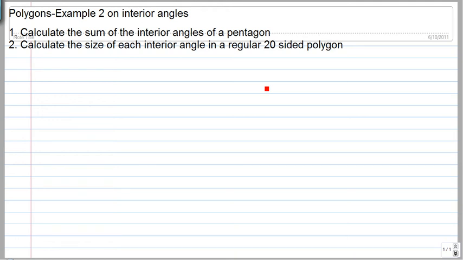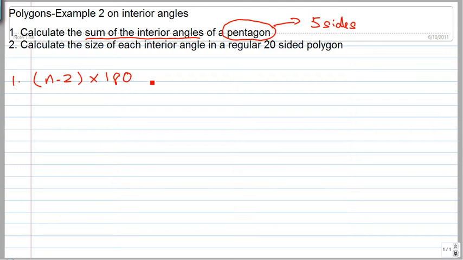So calculate the sum of the interior angles of a pentagon. Now a pentagon has 5 sides. They did not tell you that it's a regular pentagon, which is why they are asking you for the sum of the interior angles. The sum of the interior angles is given by n minus 2 multiplied by 180.